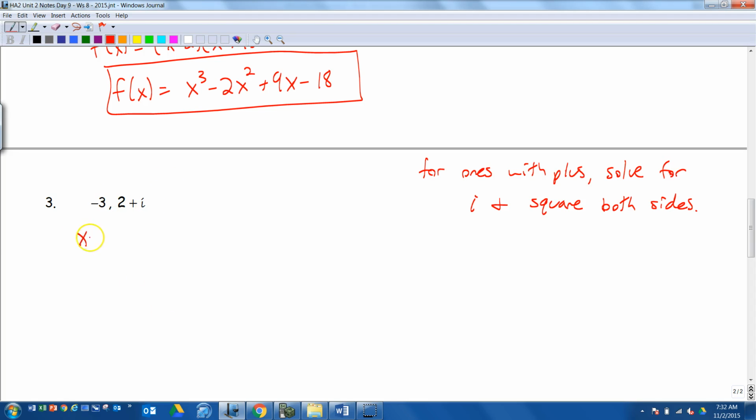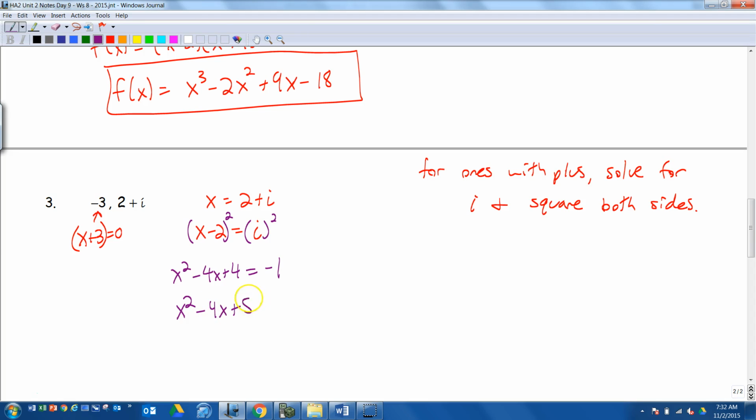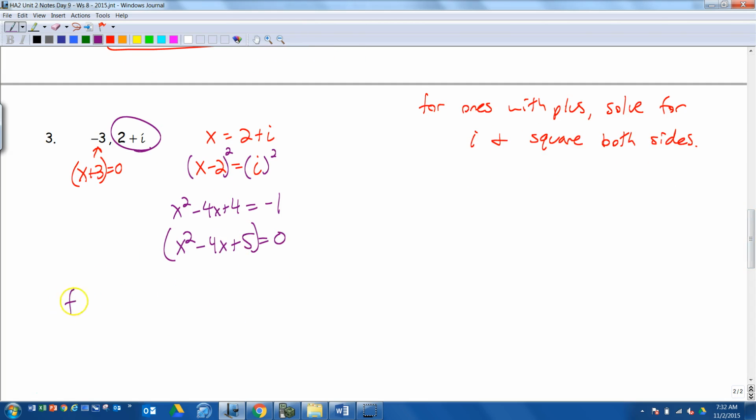So first of all, we know that x minus 3 or plus 3 equals 0 is our one factor from this. This one is x is equal to 2 plus i. Solve for i, so x minus 2 equals i, because at this stage it was squared. So now we're going to square both sides. And we get x squared minus 4x plus 4 is equal to -1. So to set it equal to 0, I get x squared minus 4x plus 5. So this piece right here, when you solve it, will give you this from the quadratic formula. So we got the quadratic that came from, and we can now do our problem.